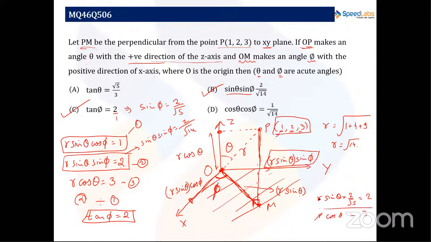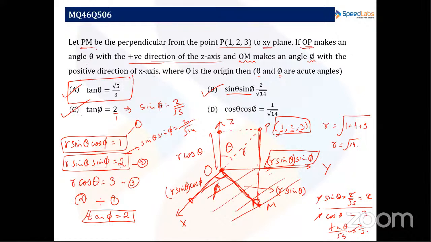On dividing these two, we will get tan theta upon root 5 equals 1 by 3. So tan theta will be equal to root 5 by 3. So our option number A is also correct.